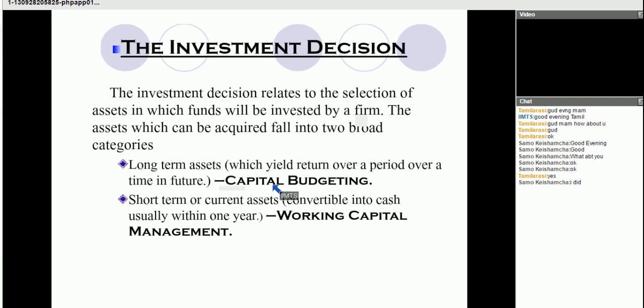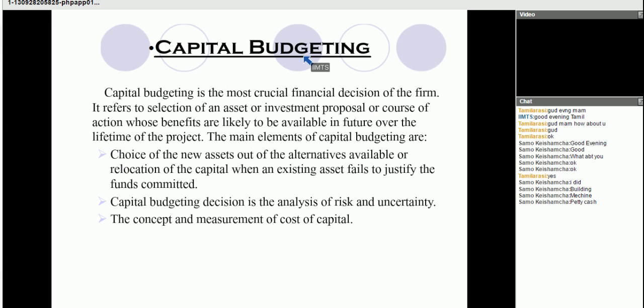Capital investment is the one which is done for a long period of time. Can you give me an example of capital investment? Tamil and Samu. Building, okay. Machinery, building, then plant if it is set up. So all those are capital investments, and working capital is the amount of money which is needed for the day-to-day transactions of the company. So these two will be taken care of in these investment decisions. Yes, petty cash.